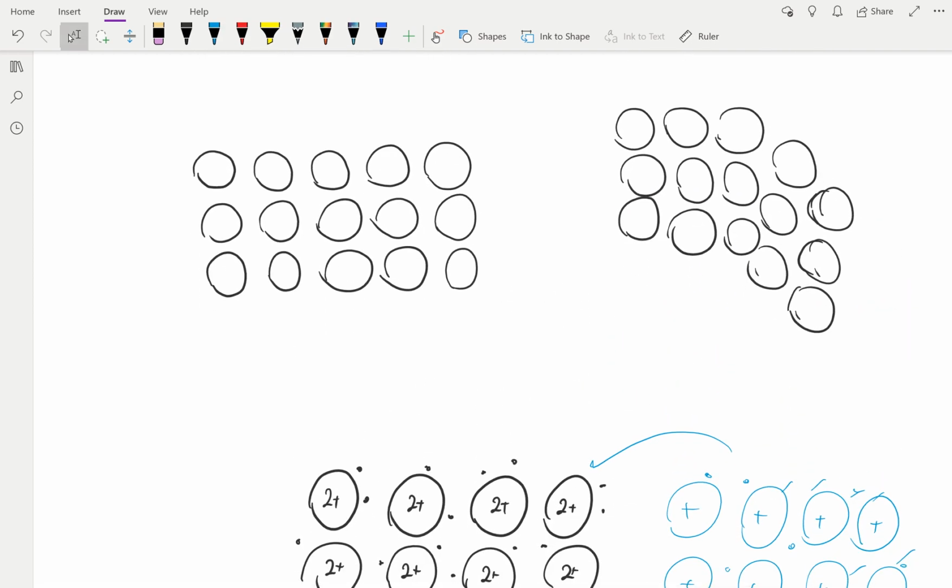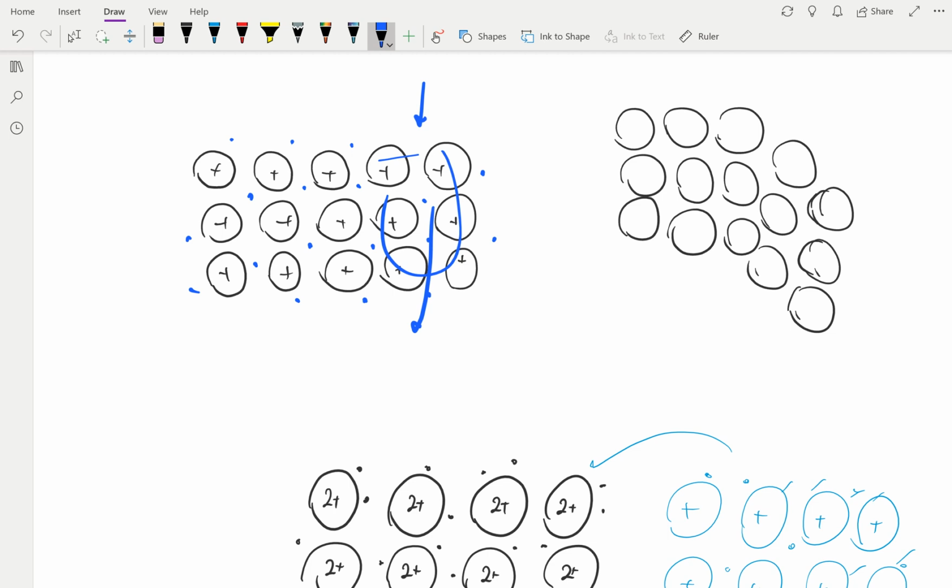Suppose you have a metal ion with positive 1 charge, and for each atom you have one delocalized electron. Now suppose you exert a force here. What happens? These layers of the metal ions shift downward. As you can see here, they are shifted downward.